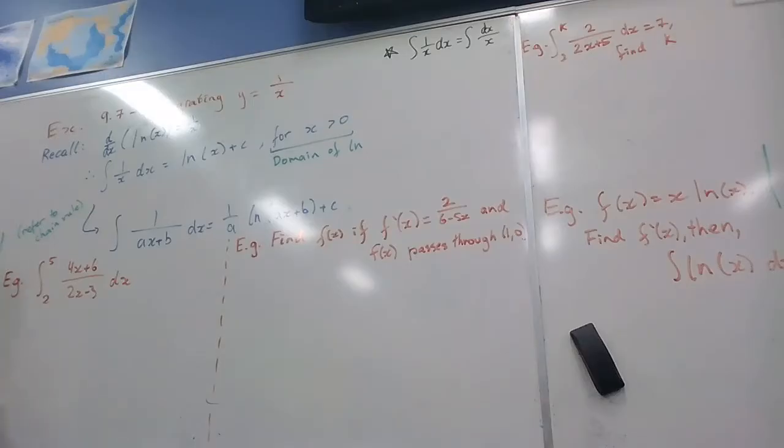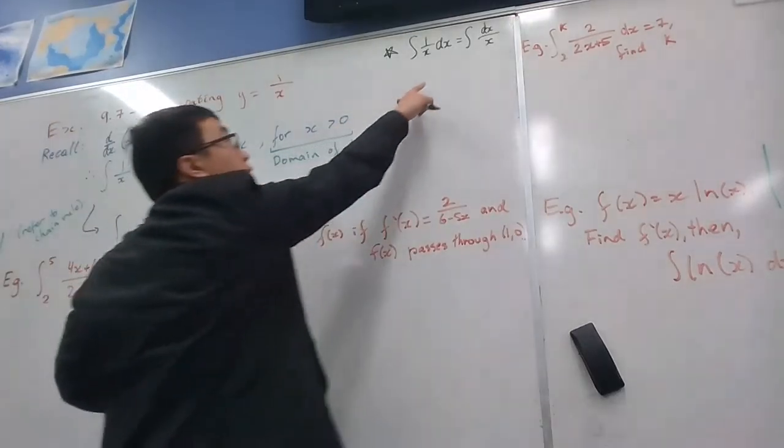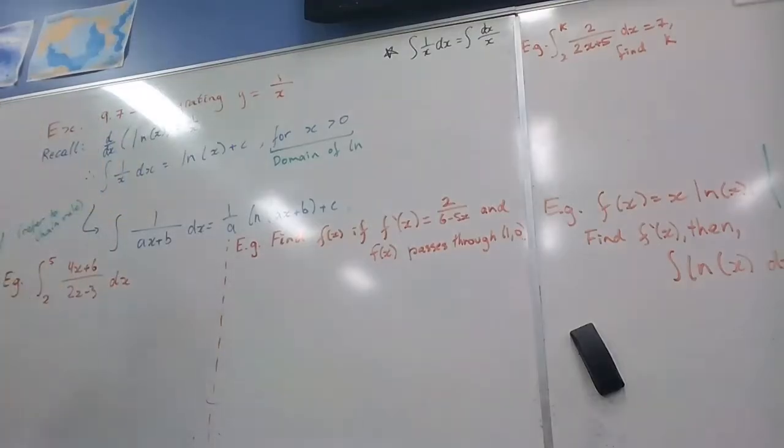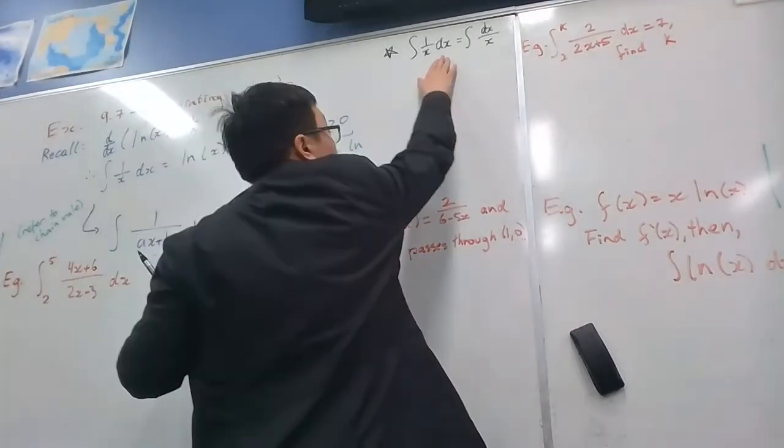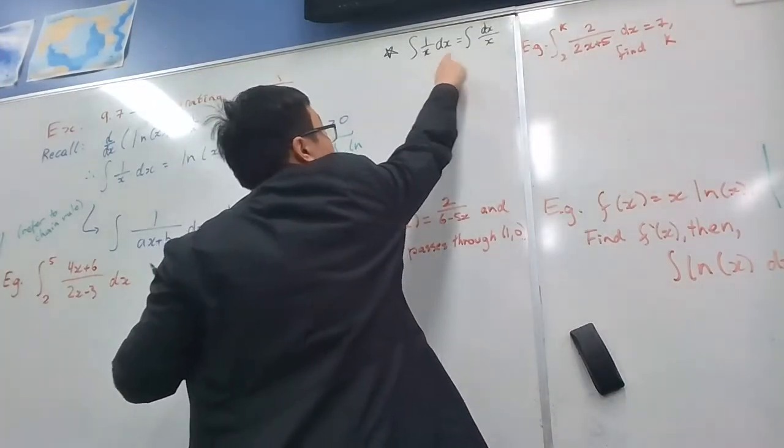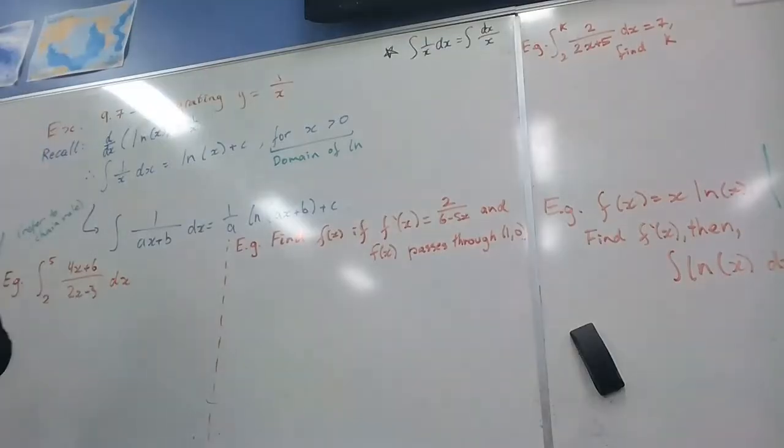Oh, sorry, before I continue, I just wanted to mention, you might see this, which is the antiderivative of 1 over x dx equals the antiderivative of dx over x. Because the dx is not just part of the notation, it's actually part of the multiplication, they're just the same thing. Just keep that in mind. Okay, back to this question.